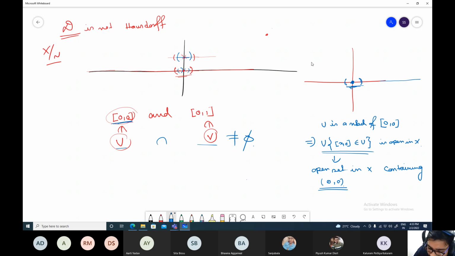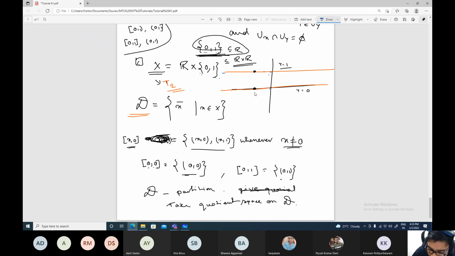An open set in this is your R. What will be an open set containing this one? It will be of this form, this form intersection C. This is an open set in R squared intersected with X, because of the subspace topology. So it will be an open set of this form, right?